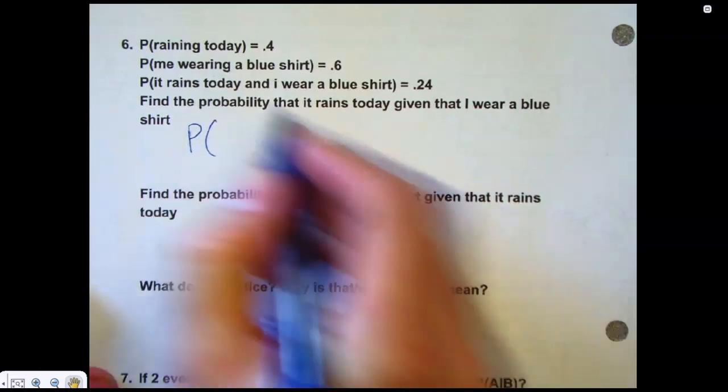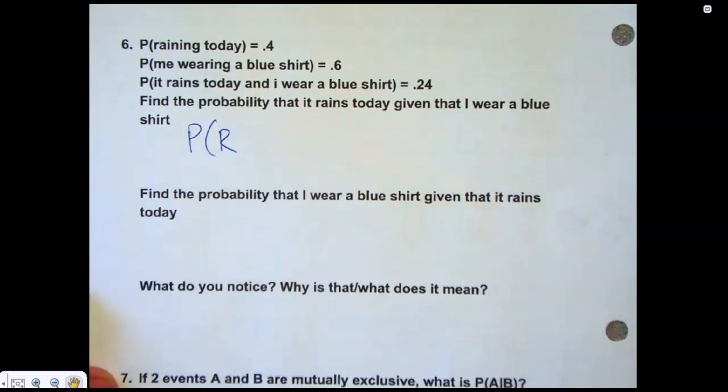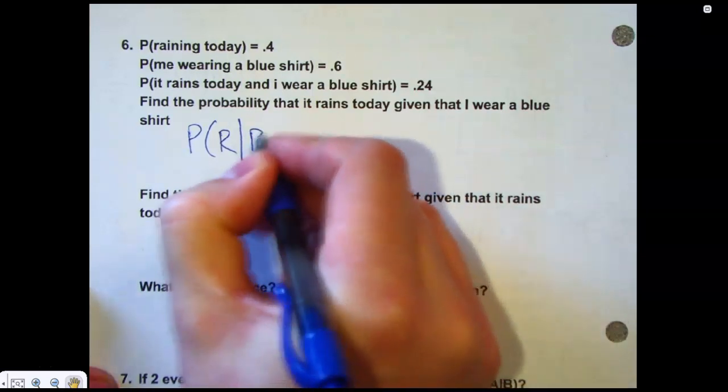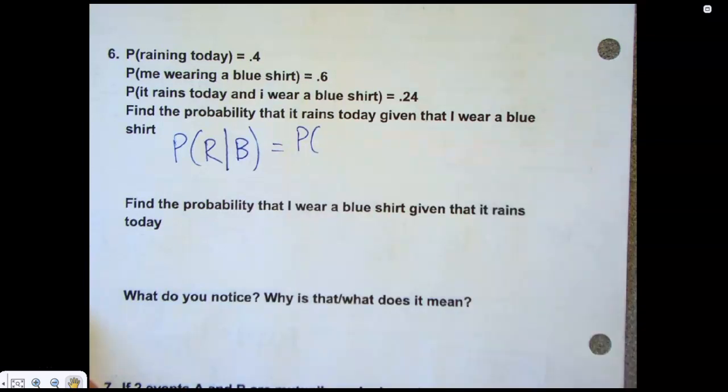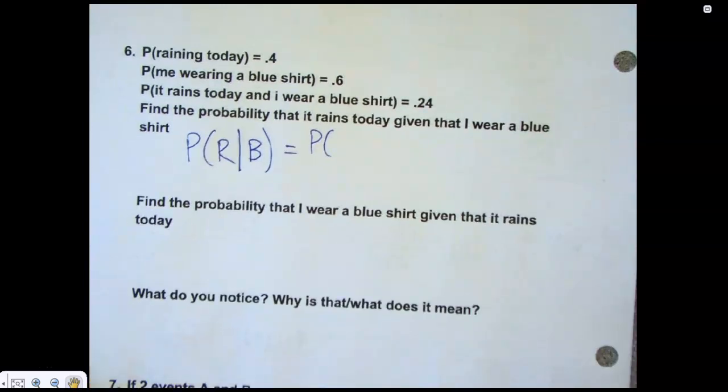So the probability that it rains today, given that I wear a blue shirt. So what goes on top? Not the number, but like the formula.